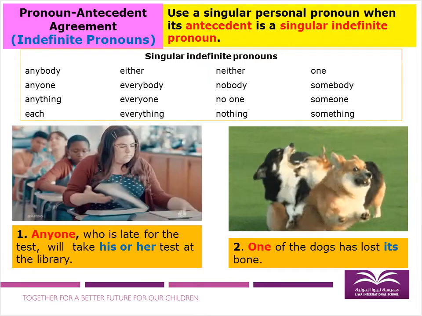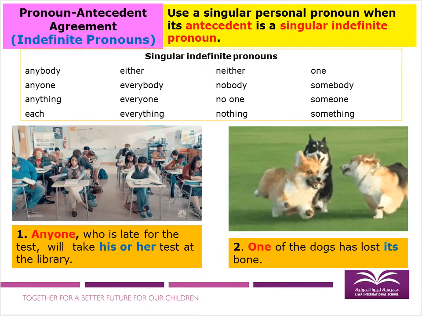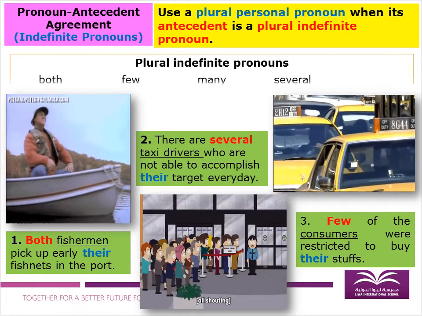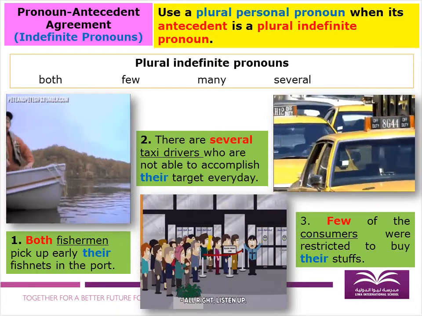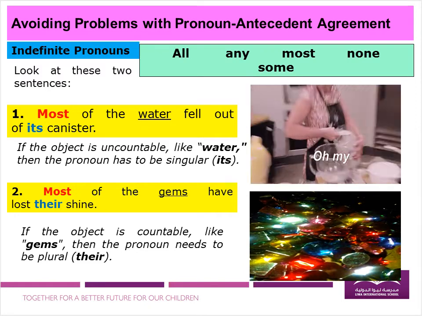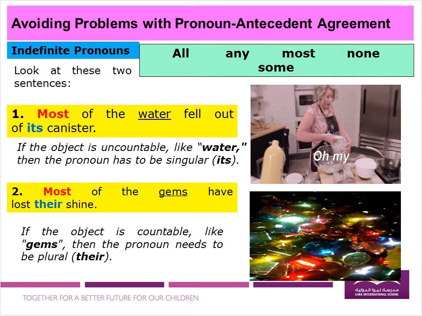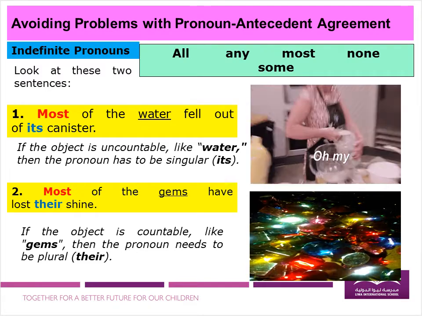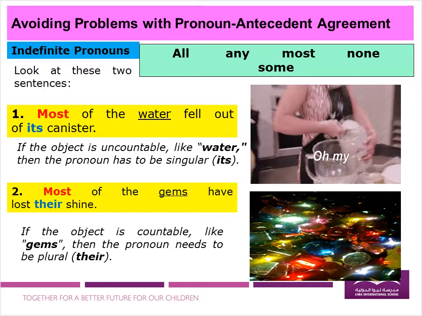Okay, now let's proceed with the next slide. Avoiding problems with pronoun antecedent agreement. We have some complex indefinite pronouns. It's not easy sometimes to use them. Like we have all, any, most, none, some. Look at these two sentences. For number 1, most of the water fell out of its canister.